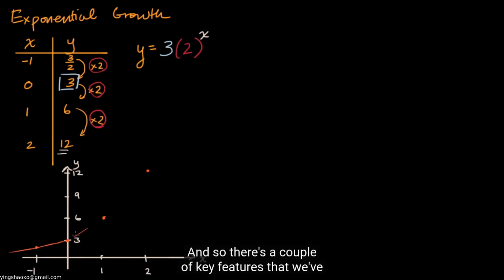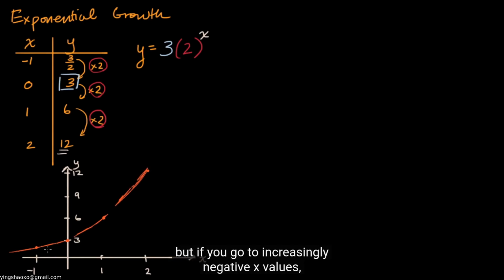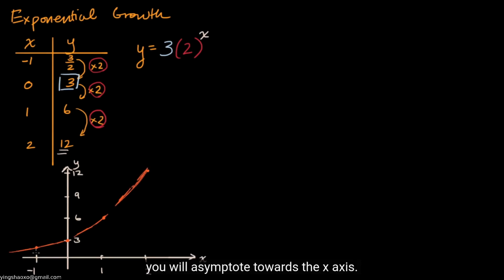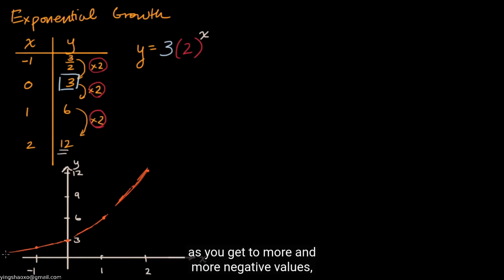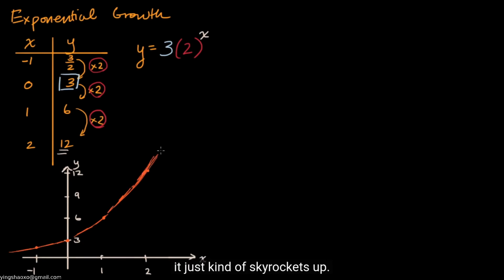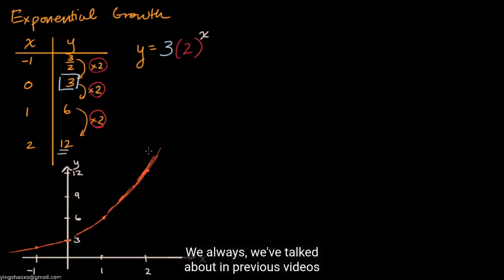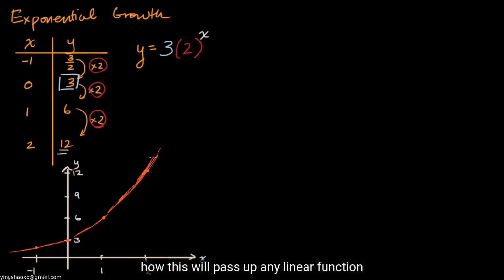And there's a couple of key features that we've already talked about several of them. But if you go to increasingly negative x values, you will asymptote towards the x-axis. It'll never quite get to 0 as you get to more and more negative values, but it'll definitely approach it. And as you get to more and more positive values, it just kind of skyrockets up. We've talked about in previous videos how this will pass up any linear function or any linear graph eventually.